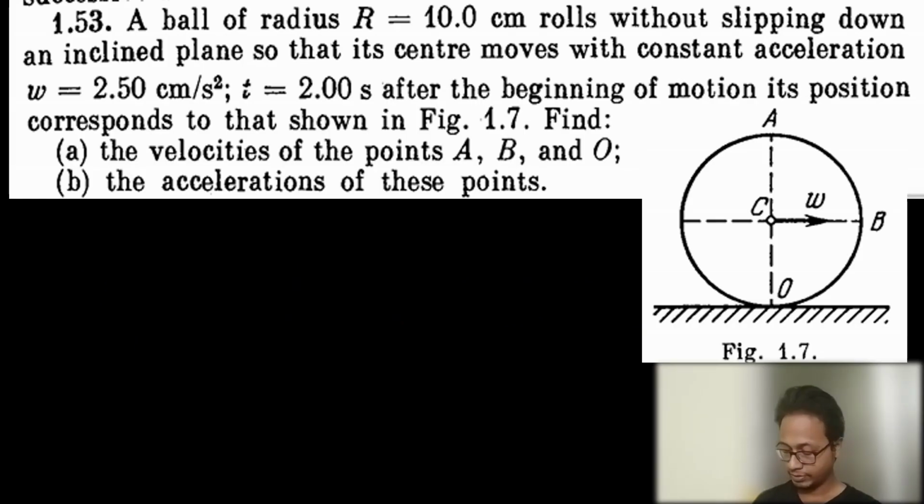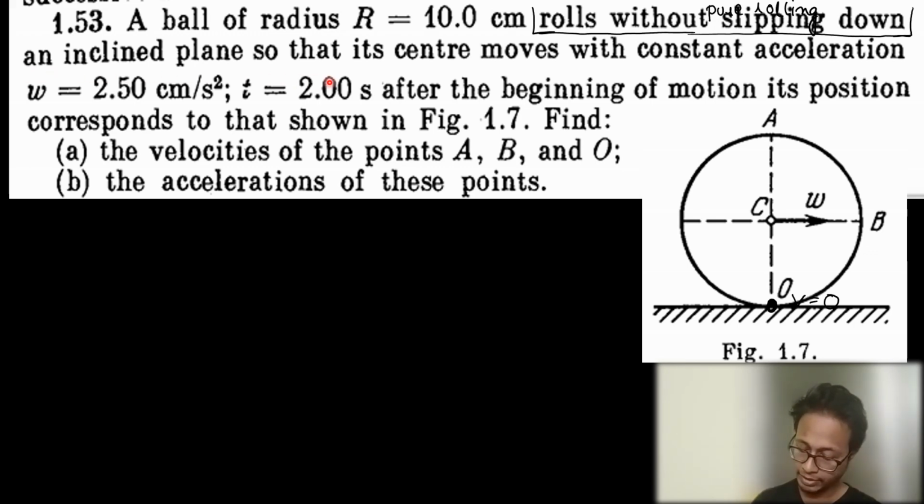Okay, so now let's read this question. A ball of radius r equal to 10 centimeter rolls without slipping. That means the instantaneous axis of rotation is at the point of contact, and the velocity of this point will always be zero whenever this condition is maintained. That means this is a case of pure rolling, and in pure rolling the velocity of the point of contact is always equal to zero.